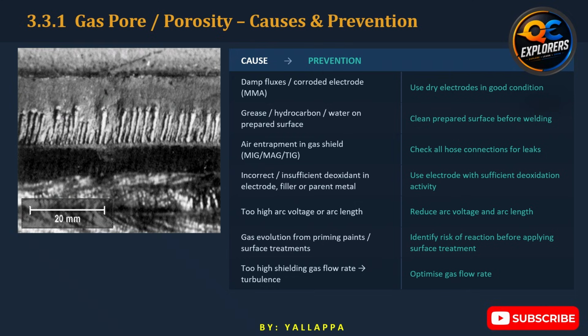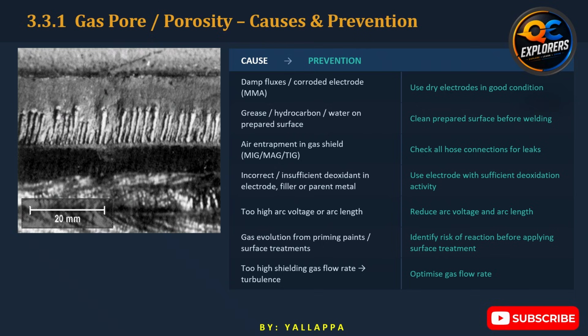In gas-shielded processes such as MIG, MAG, and TIG, poor shielding can allow atmospheric gases to enter the weld pool. Gas hoses and connections should therefore be checked for leaks. Another potential cause is insufficient deoxidation activity in the electrode, filler metal or parent material. Arc length is also important. An excessively long arc can disturb shielding and increase atmospheric contamination.